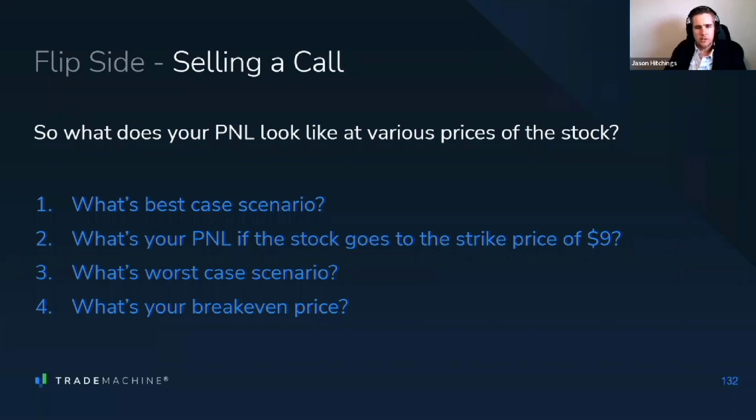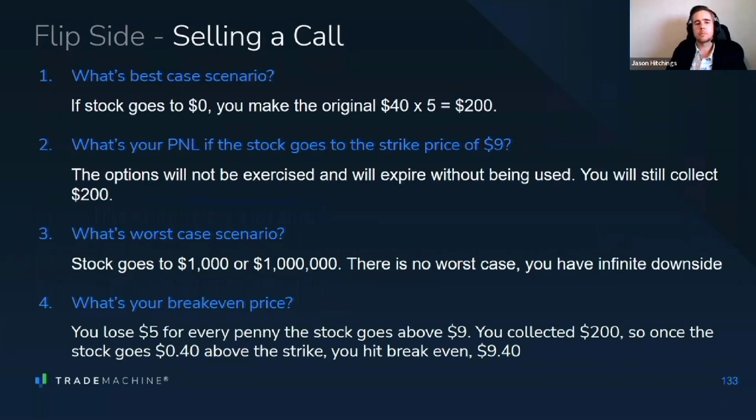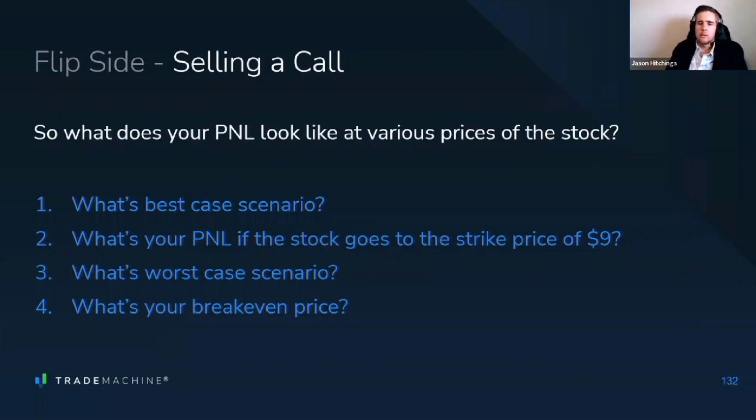So what's our best case scenario if we're just selling a naked call? If the stock's at 7.50 and you're selling the 9 call, what do you want to have happen? Well, you're going to want the stock to not go above 9, right? I'm going to dive into all the answers in a second. Okay, and what's your P&L if the stock stays right at $9? Well, at $9, the person's still not going to exercise the option, so it doesn't have any value. So that's still that original amount of money you collected.